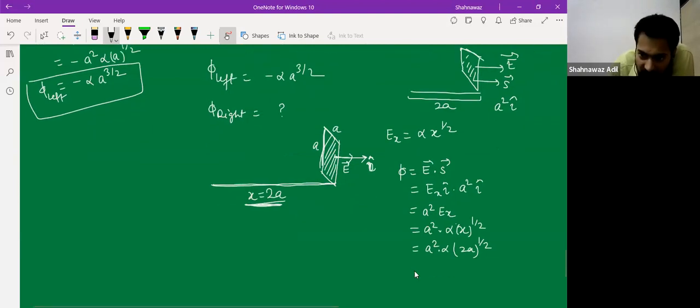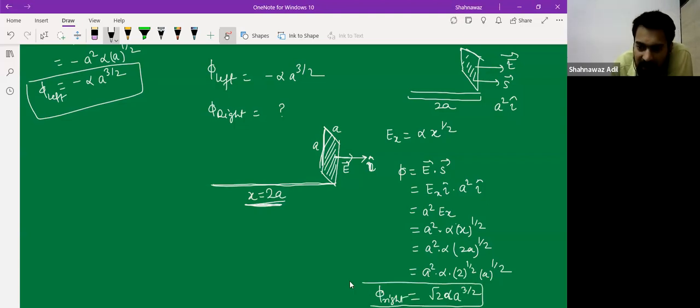So this would be what? A square into alpha into 2 to the power half and a to the power half. So again, 2 to the power half plus a to the power half is 3 by 2. So a 3 by 2, this is 2 to the power half is root 2. So root 2 a and alpha.